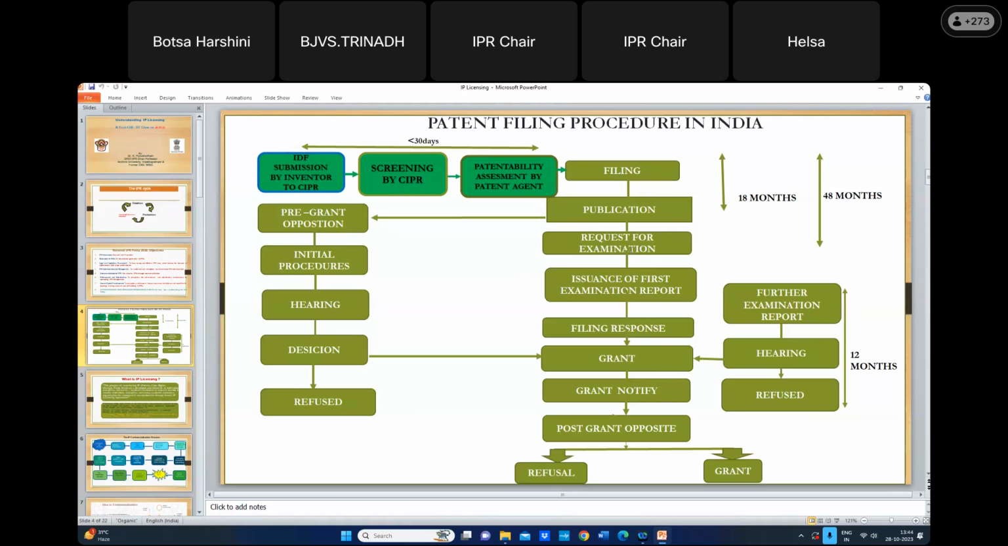Once you file a request for examination, the patent office or the IP office will examine it and issue the first examination report. So another step happens before going for a final examination and grant.